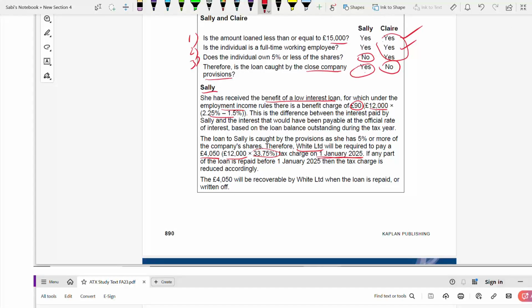If you take 9 months 1 day, it's 1st Jan 2025. They are not a large company, they are paying 9 months 1 day. It's corporation tax, okay? White Limited will pay corporation tax. So if any part of the loan is repaid before this date, the tax charge is reduced accordingly.